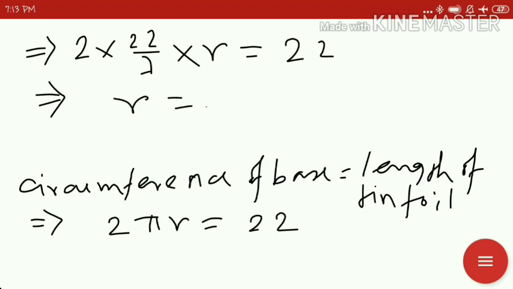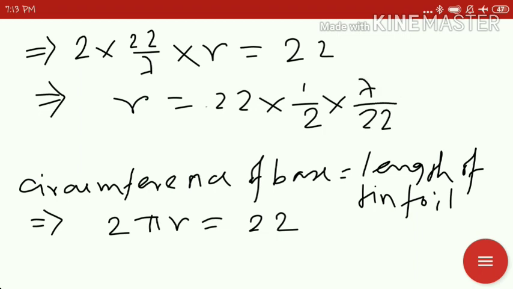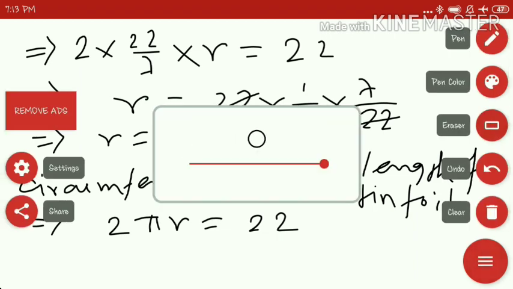So for r, 22 times 1 by 2 and 7 by 22. Okay, so 22 will be cancelled out. So r equals 7 by 2 centimeter. So that is the radius of the cylinder. Now I am going to find out the volume.